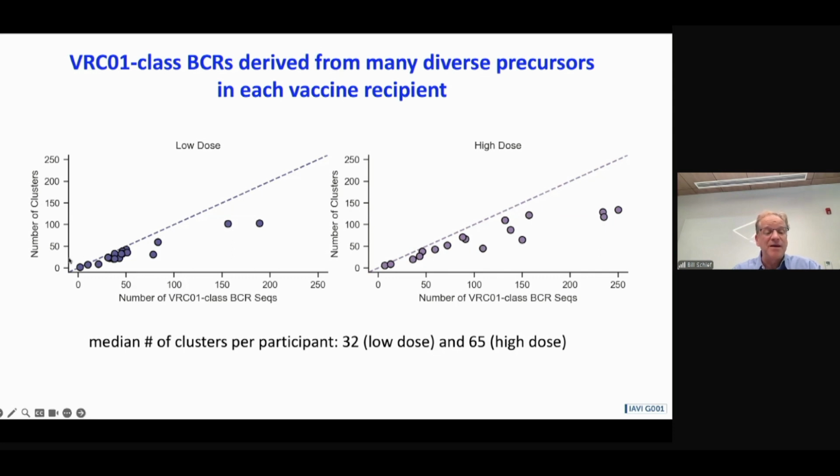And we plotted the number of clusters versus the number of sequences for all the participants in low dose and high dose. The dashed line is 1-to-1, which would be every sequence corresponds to one cluster, and you can see the data is pretty close to 1-to-1. The median number of clusters per participant was 32 in the low dose group and 65 in the high dose. So just from what we could measure in about 100 million PBMCs at a few different time points, we can show that the responses were indeed derived from diverse precursors.